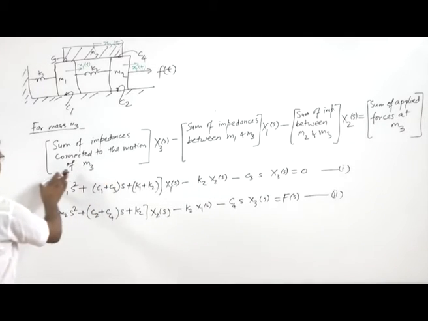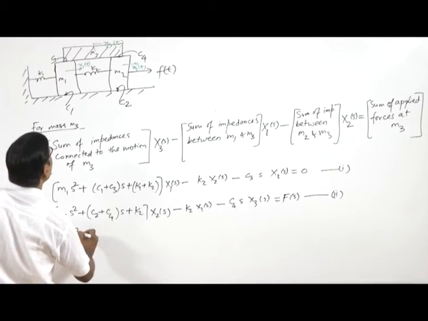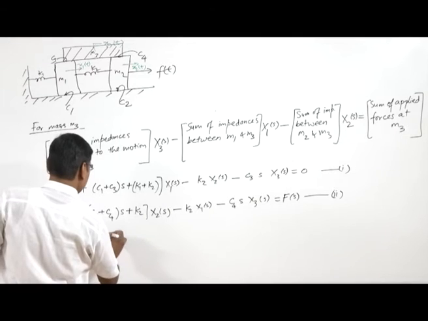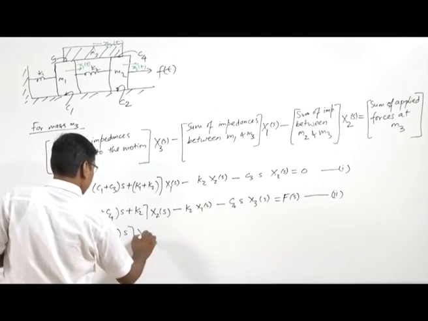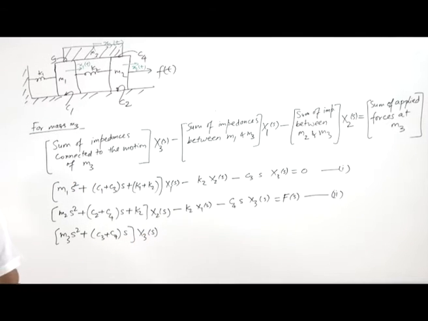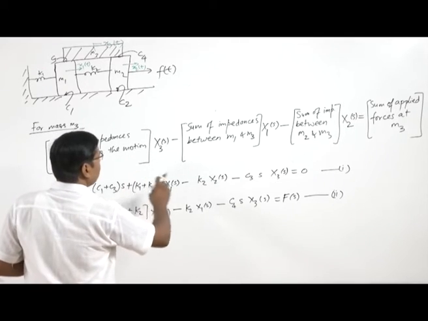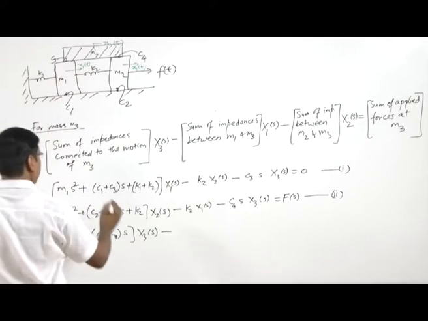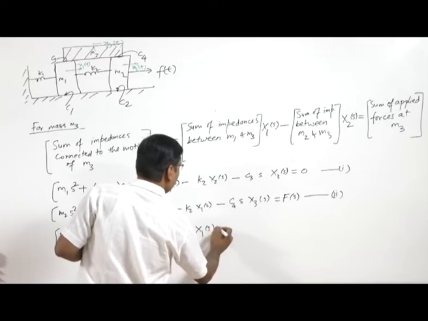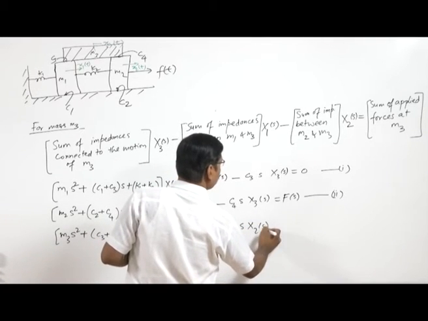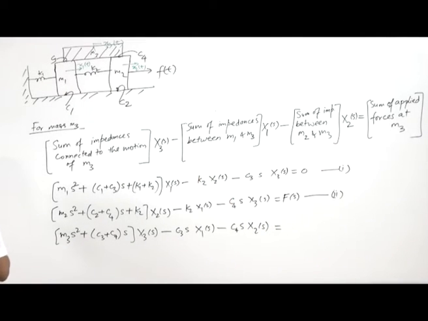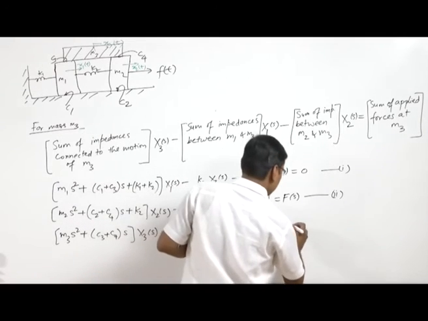So, here the sum of impedances connected to the motion of M3 is (M3 S square plus C3 plus C4 S) X3, minus the sum of impedance between M1 and M3. Between M1 and M3 is C3, so C3 S into X1 S, minus, between M2 and M3, C4 S into X2 S, and that is equal to 0, as there is no force applied here. This is equation number 3.